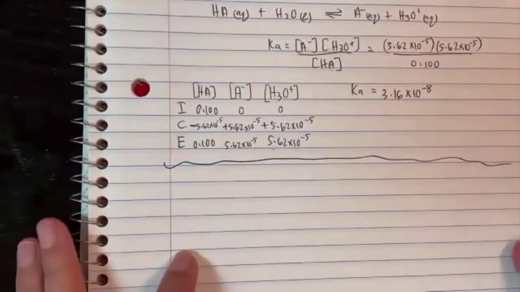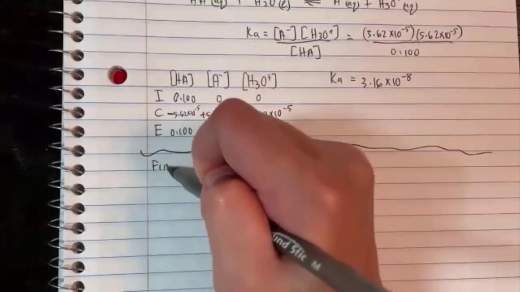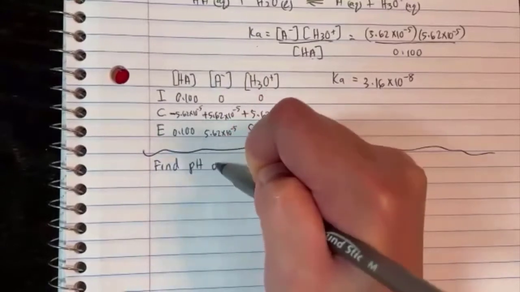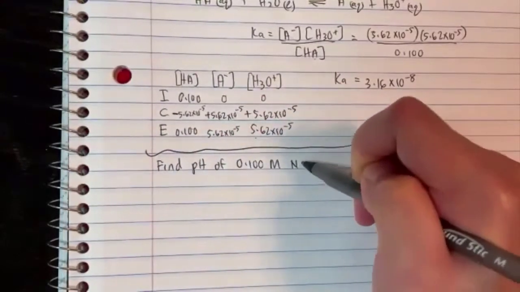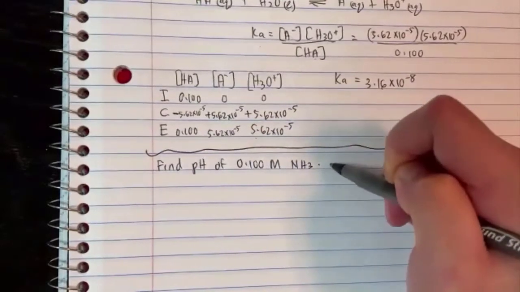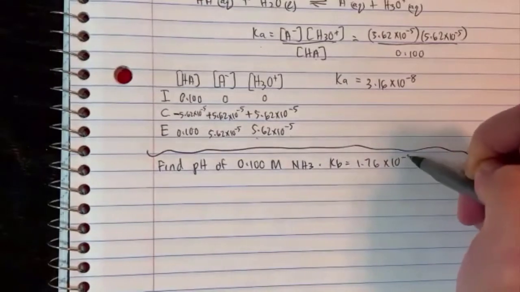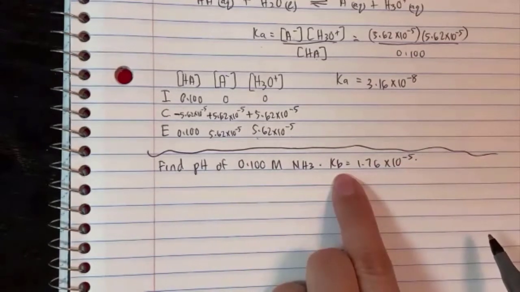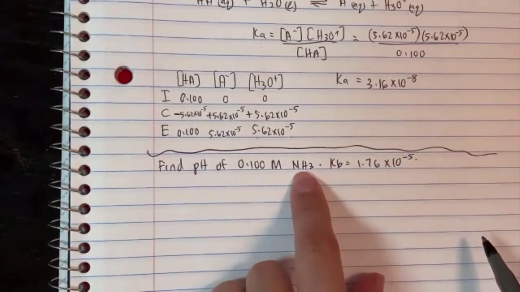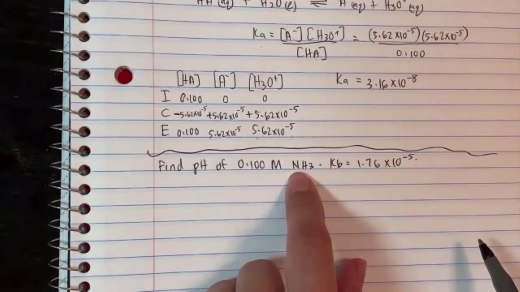Now I want to do a base question. Okay. So the base question will look like this. Here's one example. Find pH of 0.1 molarity NH3. And it says Kb is 1.76 times 10 to the minus 5. So that's all they'll give you. Okay, so when you see this, you see Kb, and even if you weren't sure this was a base because they gave you a Kb here, this has to be a base in this case.